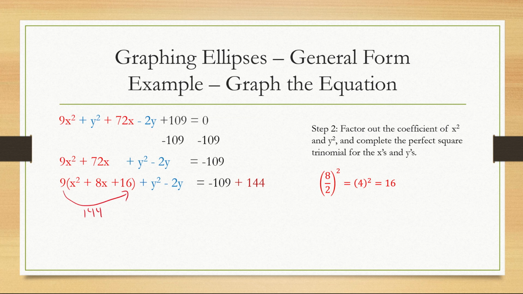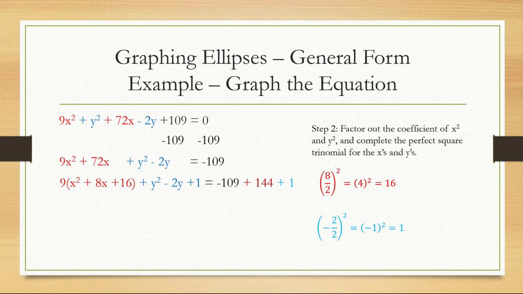Then what we're going to do is complete the square for the y's as well, okay? So that's going to be -2, this coefficient, divided by 2 squared is -1 squared, which would be +1. So we're going to add 1 to this side of the equation, and because the 1 is not being multiplied by any coefficient, we're also going to add it to this side of the equation as well, okay?